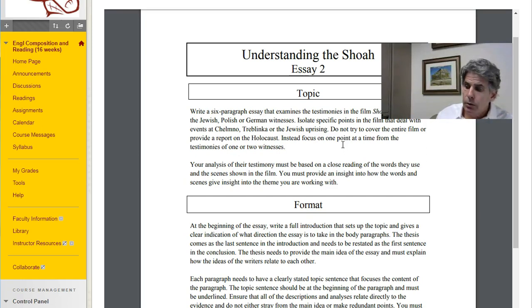You're going to analyze the words and phrases of the primary sources, the people who were there, okay? You're going to be doing one point at a time from the testimonies of one or two of the witnesses. I want you to get a framework to work with early on: Chelmno, or Treblinka, or the Jewish uprising.